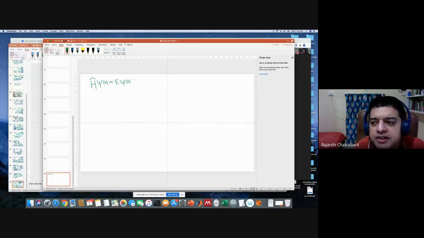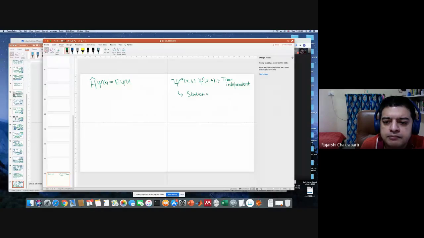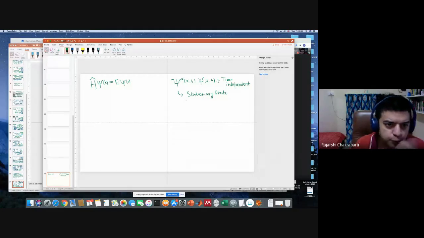Just one small correction. It is a stationary state because if I take the complex conjugate of the time dependent wave function and multiply it with itself, then this product is time independent. It does not depend on time. That's why this wave function represents a stationary state. We'll discuss this more later.